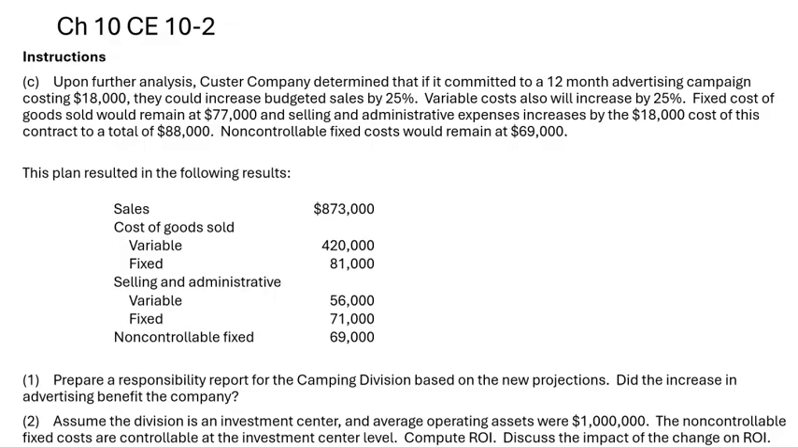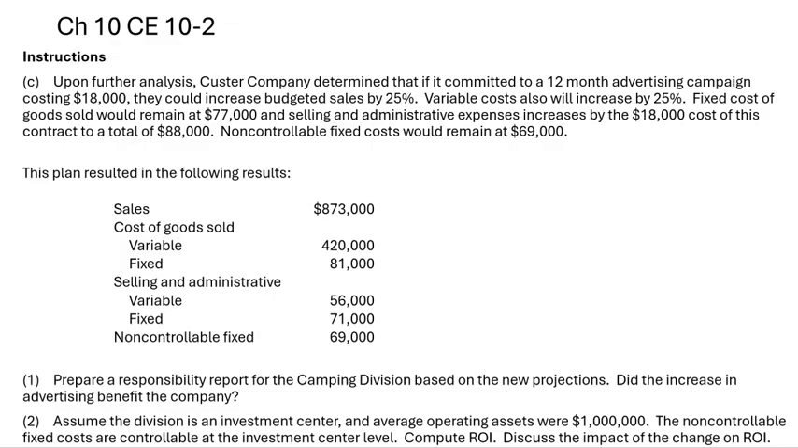Upon further analysis, Custer Company determined that if it committed to a 12-month advertising campaign costing $18,000, they could increase budgeted sales by 25%. Variable cost will also increase by 25%. Makes sense. Variable, it's going to change and increase with the increase in sales. Fixed cost of goods sold will remain at $77,000. Selling and administrative expenses increased by the $18,000 cost of this contract to a total of $88,000. Non-controllable fixed costs would remain at $69,000.